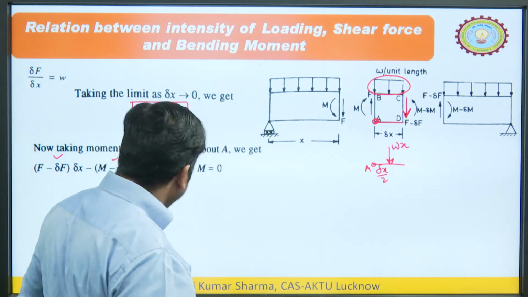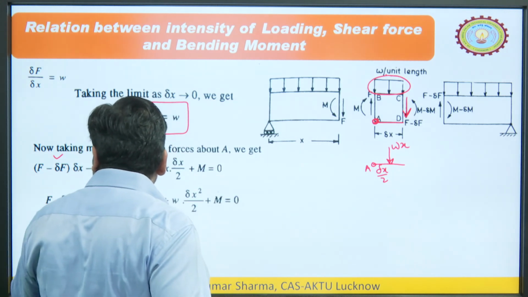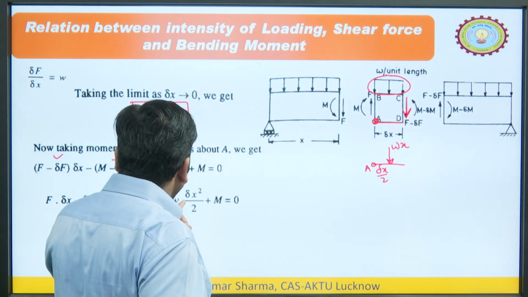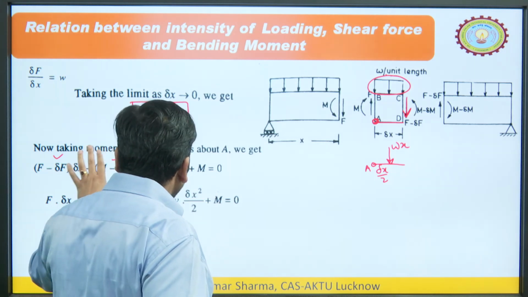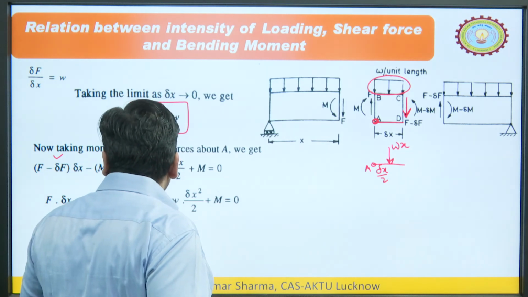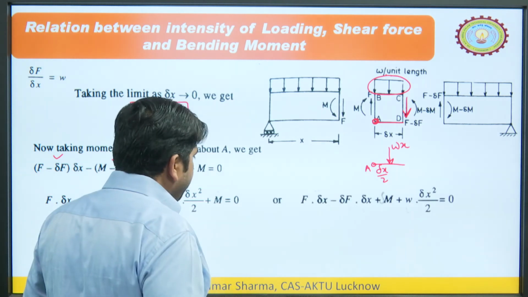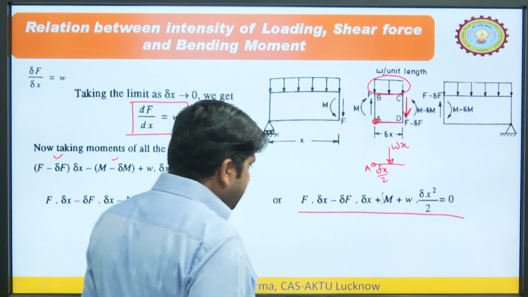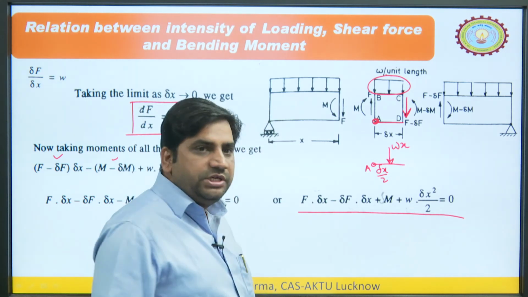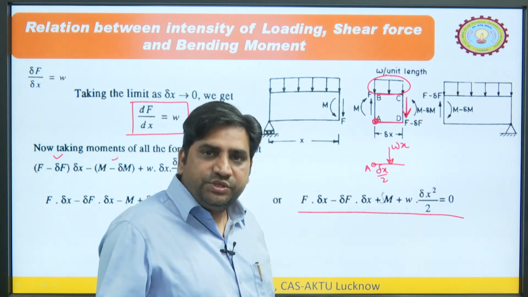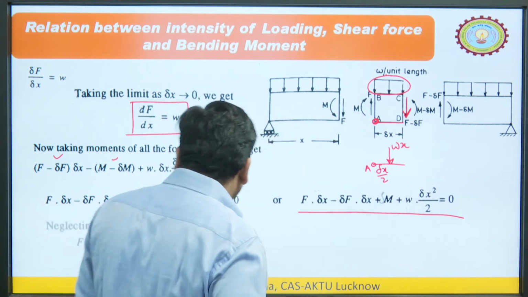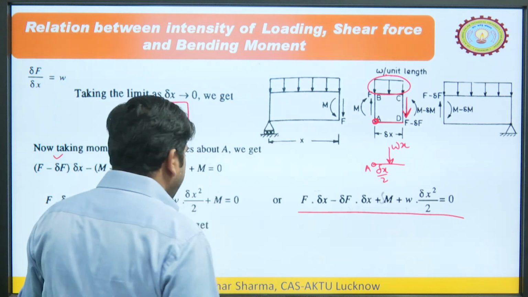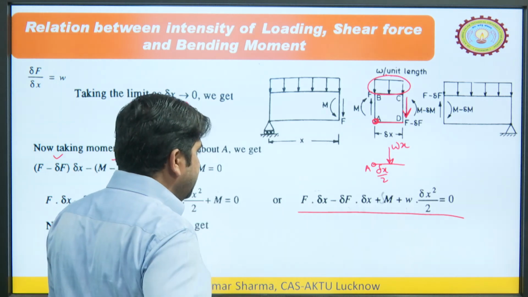Now, opening the brackets, it is F into delta x minus delta F into delta x minus M plus delta M plus W into delta x square by 2 plus M. We have just opened the bracket, and now we can simplify it. Delta x is very small, so the square of a very small quantity is again very small, and we can neglect it. Then we get F into delta x plus delta M equal to 0.